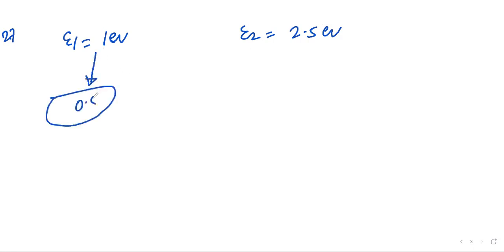Next question is 27. 27 was asked in 2011 AIPMT. Light of two different frequencies whose photons have energies E1 is 1 electron volt and E2 is 2.5 electron volt respectively illuminate a metal surface whose work function is given. This I have solved now. 0.5 electron volt is given, that is phi naught.